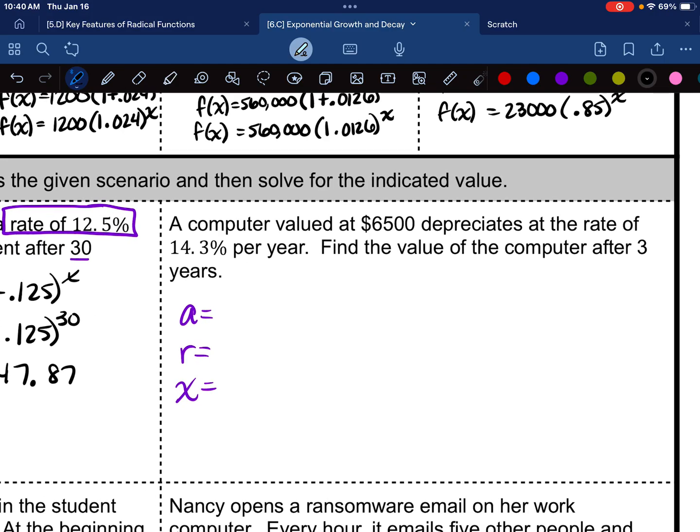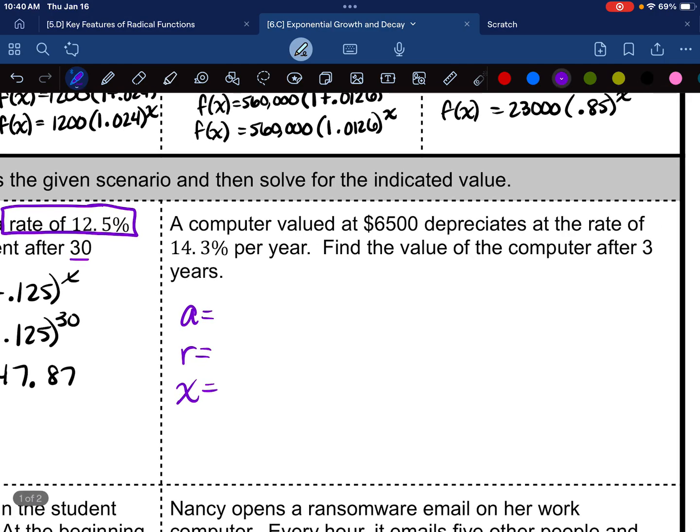All right, so let's look at this one. A computer is valued at $6,500, so that's the initial amount. And it's depreciating at a rate of 14.3% per year. Depreciating means that our rate here is negative, right? So 14.3, I'm writing as 0.143. And they want us to figure out after 3 years.